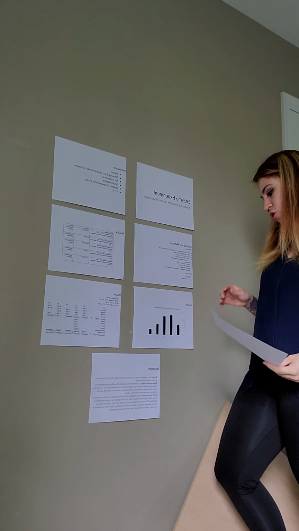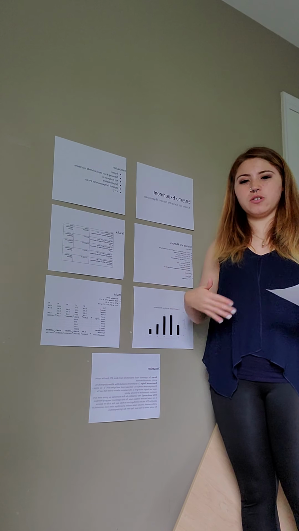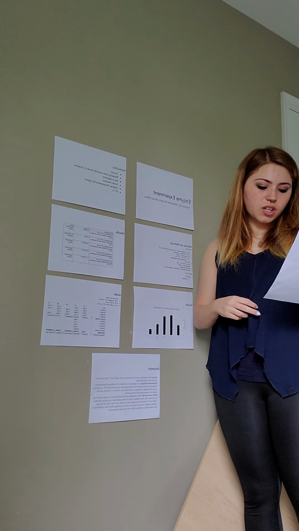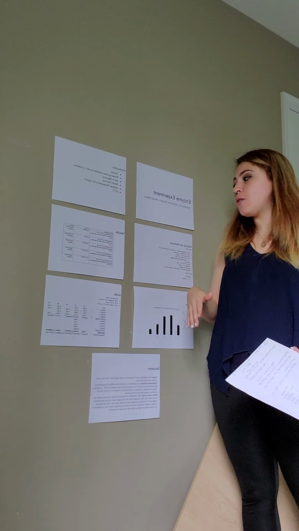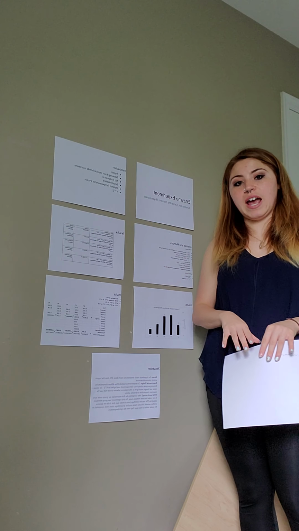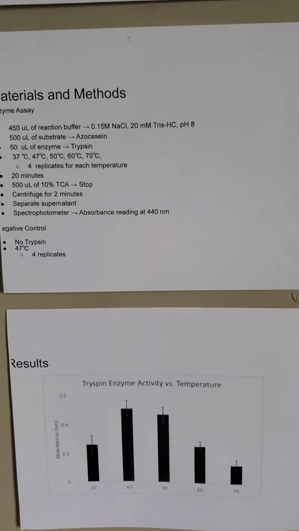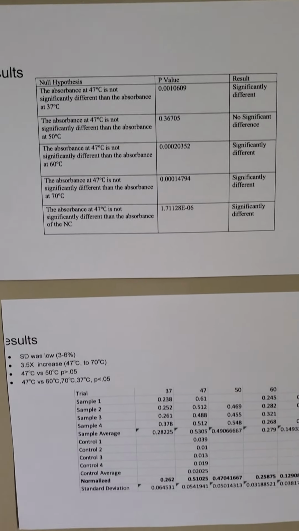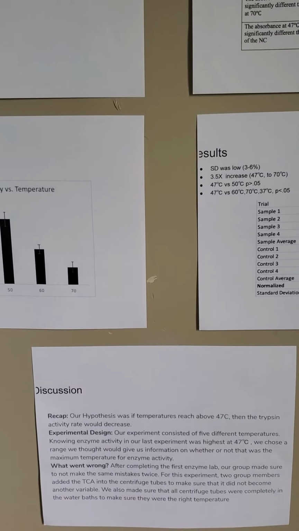We also made sure that the centrifuge tubes were completely in the water baths to make sure they were at the right temperature, because the first time we ran it, they looked like they were a little bit popped out. So our conclusion is relevant because we have the ideal conditions to grow bacteria, which made this experiment successful in the end. And just so that you can see a little better, that's our materials and methods, our t-test results, our absorbance readings, our standard deviations, and our discussion. And that is it.